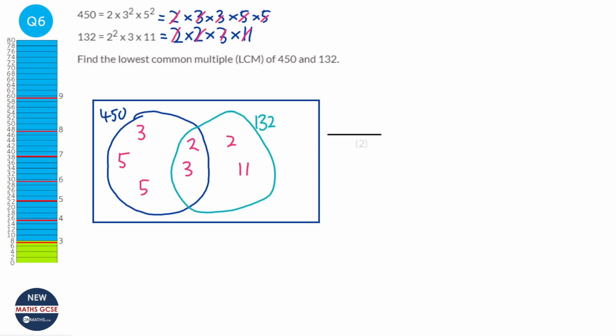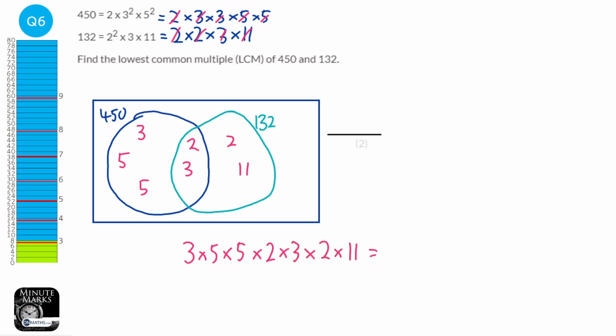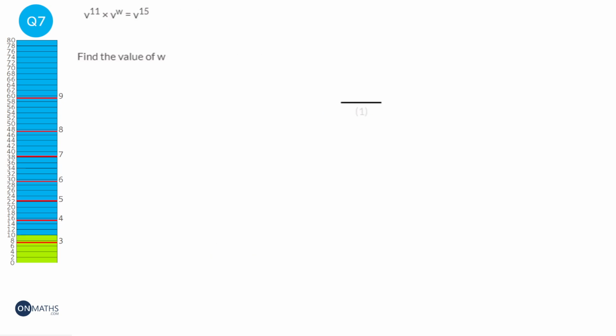Now to find the lowest common multiple, what you do is you just multiply all these numbers together, and that will give you the lowest common multiple. So what we're going to do is 3 times 5 times 5, which are the numbers on the left, times 2 times 3, which are the numbers in the middle, times 2 times 11. And when we do that, we get 9,900, and that's it. So our answer is 9,900.